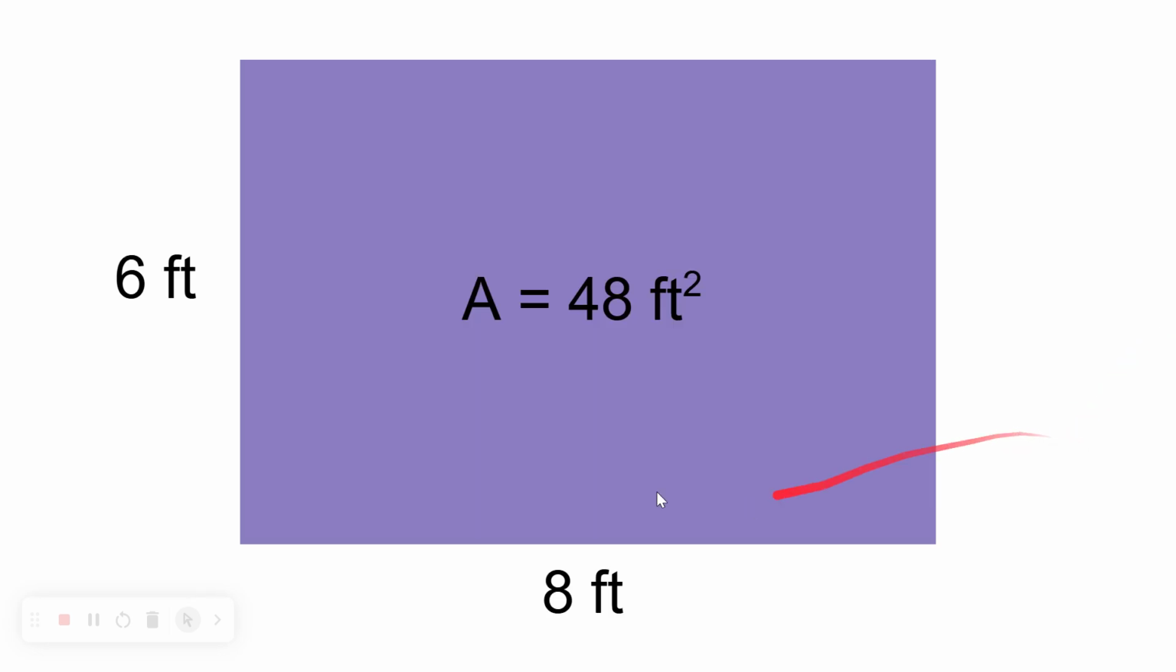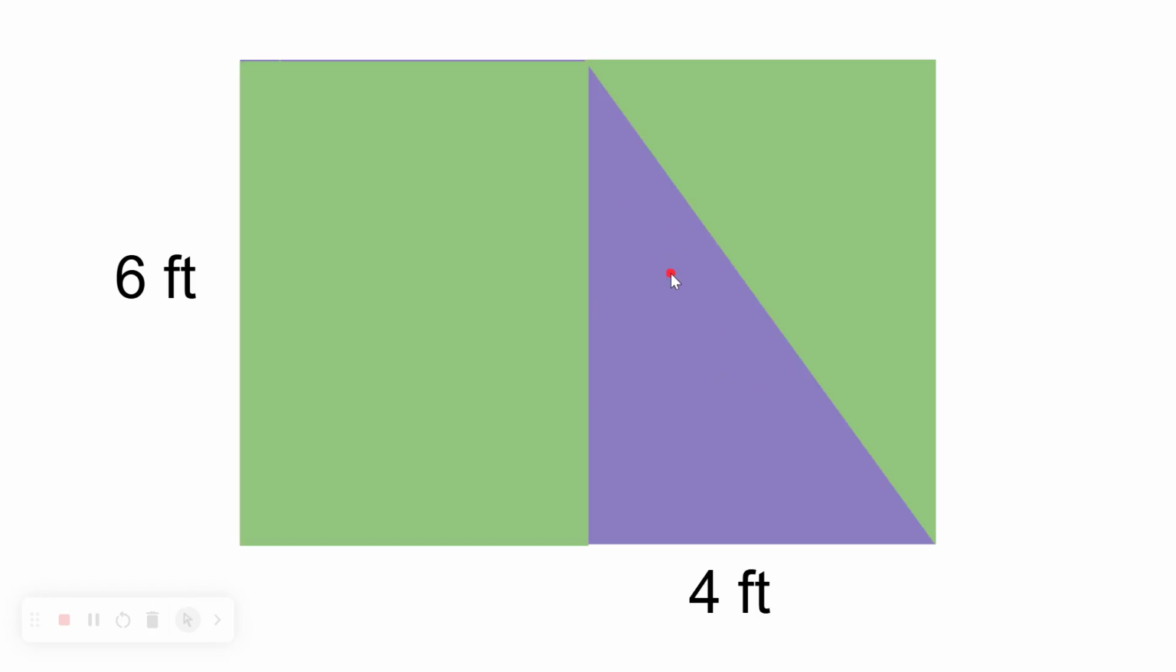Moving on. Let's now talk about obtuse triangles. We have a height of 6, base of 8, like we had before. I'm just changing the color. We have area still 48 square feet. Okay. Notice all the pieces here.